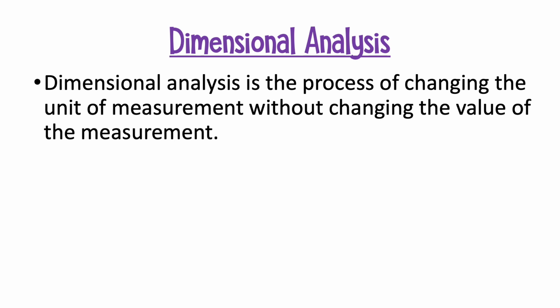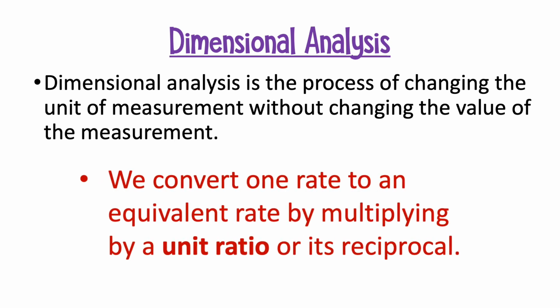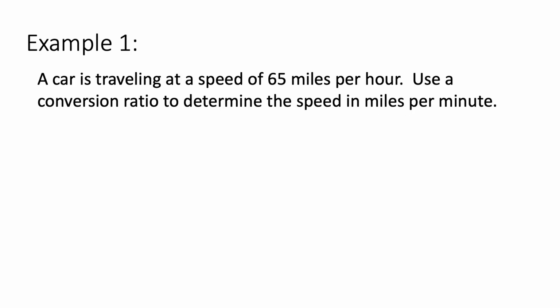For example, changing the name of the unit of measurement from something like inches to miles or from centimeters to millimeters. We convert one rate to an equivalent rate by multiplying by a unit ratio, or we can multiply by the reciprocal of the unit ratio to change the name of a unit of measurement. So we convert one rate to another by multiplying by the unit ratio or a reciprocal of the unit ratio.